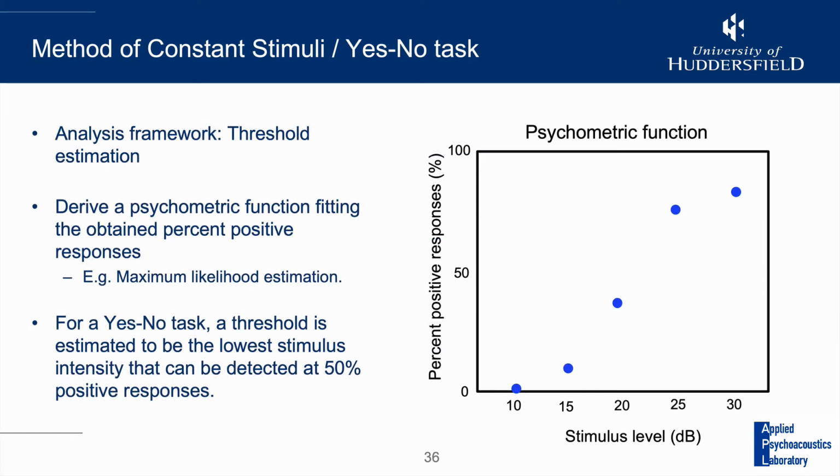And from the data collected, we calculate percent positive responses for each intensity level. And using a statistical method such as maximum likelihood estimation, we can derive a psychometric function fitting the obtained positive responses. And for a yes-no task, a threshold is estimated to be the lowest stimulus intensity that can be detected at 50% positive responses on the psychometric function.